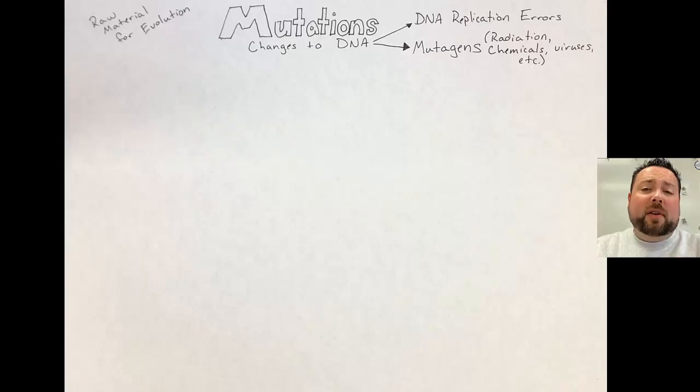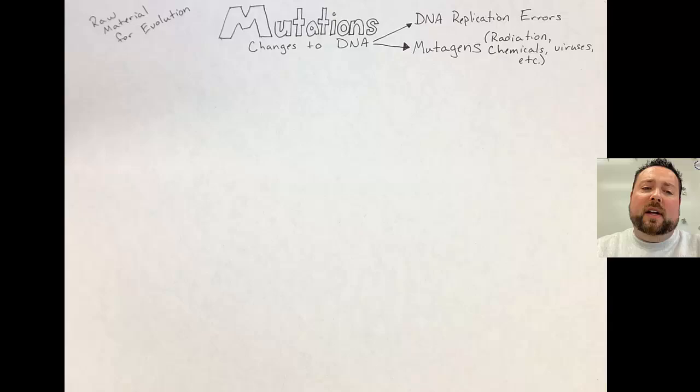So chemicals, we know that certain types of chemicals, whenever we burn something, it ends up acting as a mutagen and changing the DNA. And then viruses, one that I've talked about in class several times is HPV, human papillomavirus. We know that it is the primary cause for cervical cancer. So there are all these different types of mutagens that can end up changing our DNA.